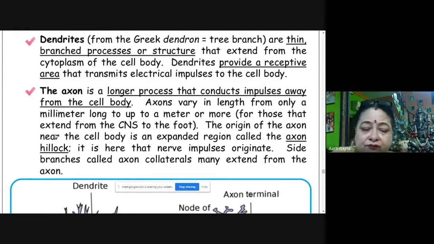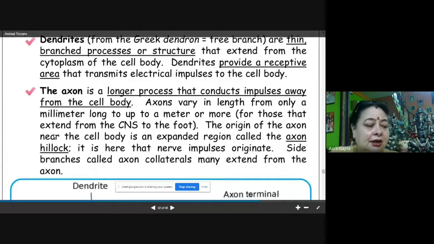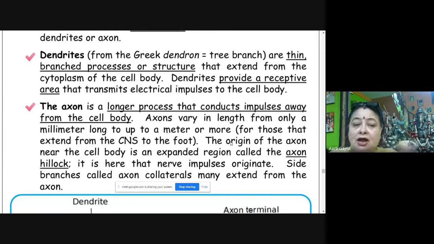The origin of the axon near the cell body is expanded. Dendrites are to receive and axon is to give. So that is the difference in the function of the dendrite and axon. Dendrites are to receive the impulse and axon is to give the impulse away from the cell body. And axons, as we discussed, vary in their length. The length is variable as per the function of the neuron.